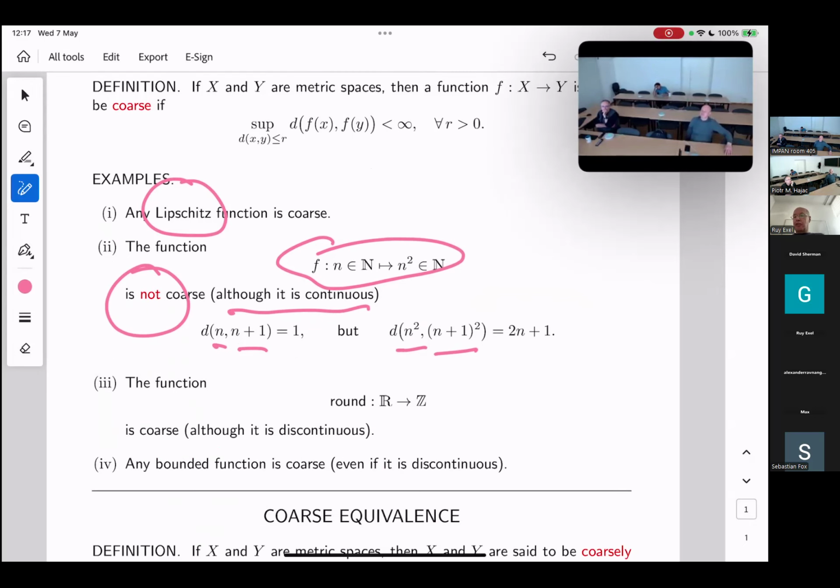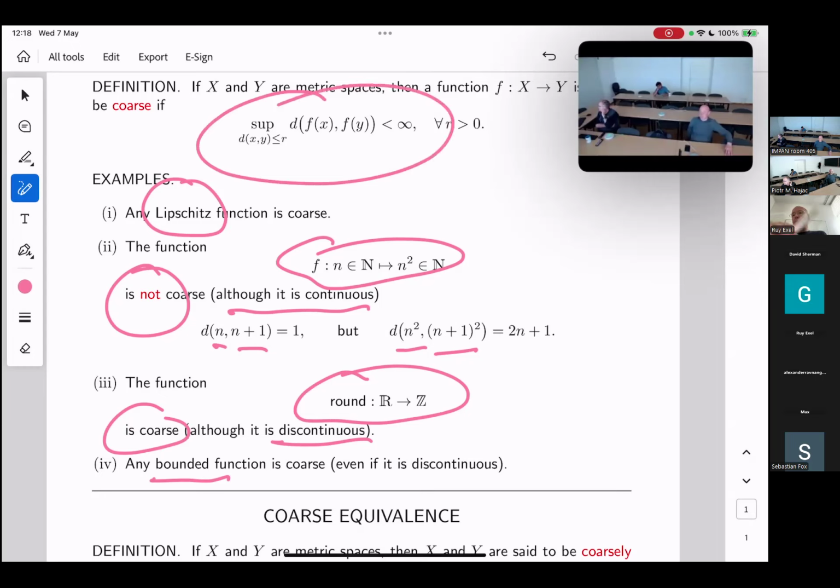Here's another function, the rounding function, the function that rounds a real number to the nearest integer. This function is coarse, but it's discontinuous. Another example: any bounded function is coarse, no matter what, because that supremum over here is going to be finite for every x and y.